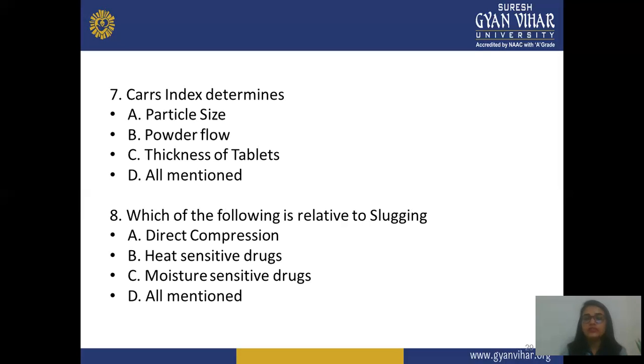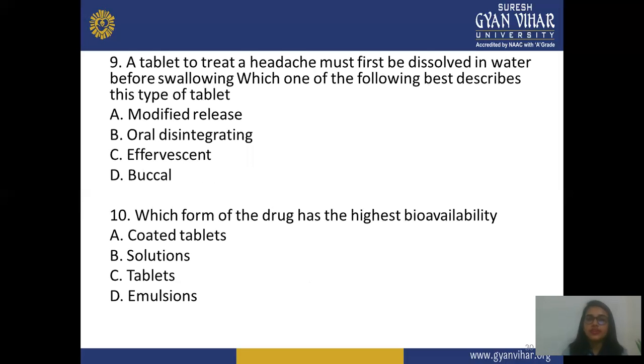And the eighth question: which of the following is related to slugging? A, direct compression. B, heat sensitive drug. C, moisture sensitive drug. D, all of them. In the ninth question, a tablet to treat an addict must dissolve in water before swallowing. Which of the following best describes the type of tablet? A, modified. B, orally disintegrating. C, effervescent. D, buccal tablet. And 10th question, which form of the drug has the highest bioavailability? A, coated tablet. B, solution. C, tablet. D, emulsion.